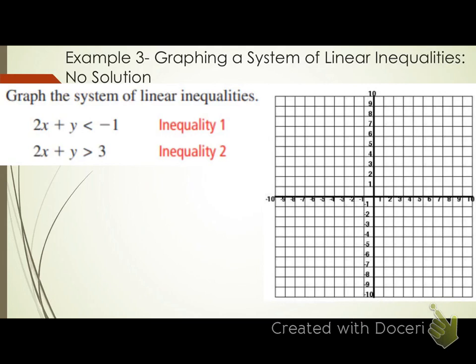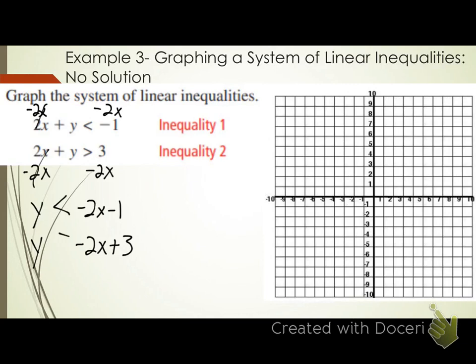What would be my one step on both of these to solve these for y? Subtract 2x from both sides, right? So for inequality 1, I'd get negative 2x minus 1 on the right. Would my symbol flip or stay? Stay. For the second inequality, I'd get negative 2x plus 3. Symbol flip or stay? Stay.